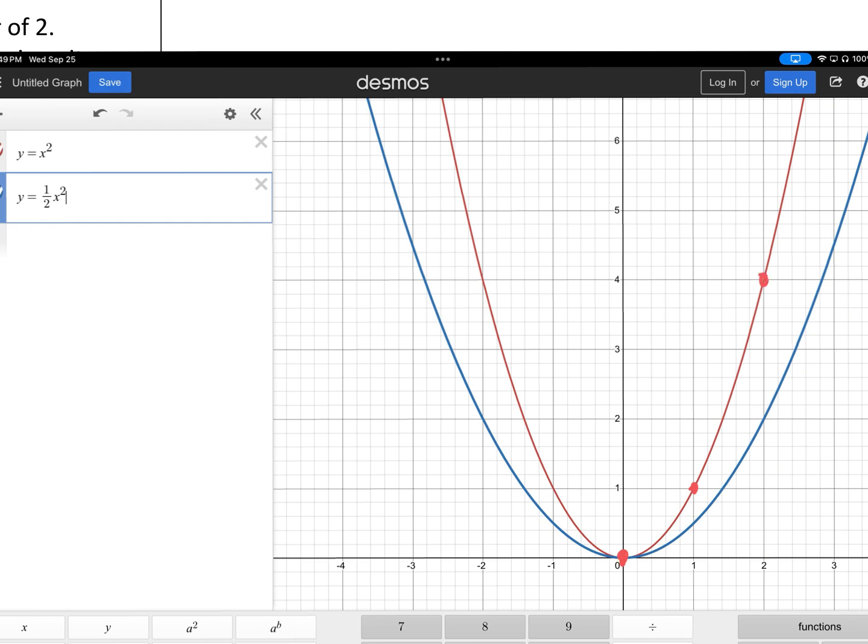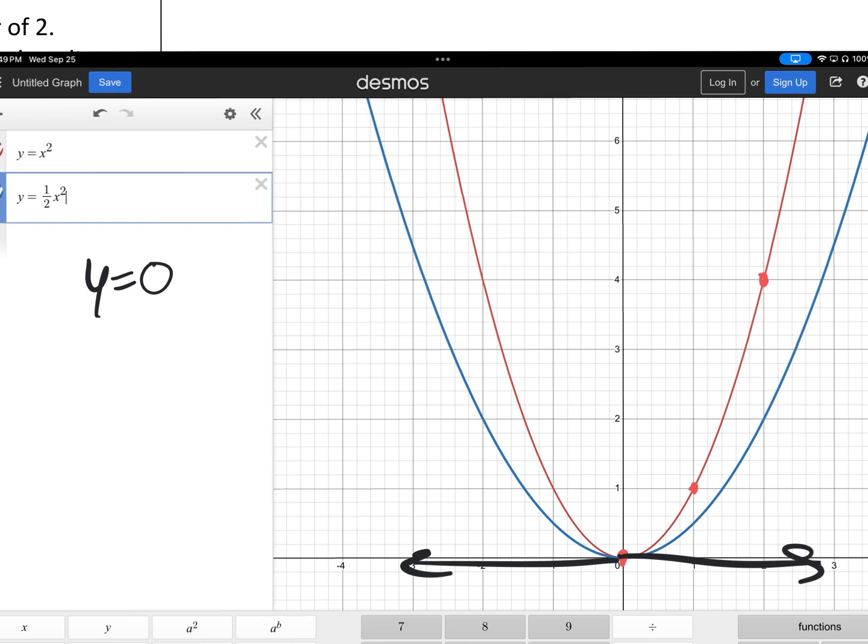You're going to be off the graph, okay? But if you change that a value from 1 to 1/2, what happens? It got wider. The closer that your a value gets to 0, the wider it's going to get. If you actually got to 0, y equals 0, well, that's going to be a flat line. It's not going to be a curve anymore. Does that make sense? So the closer the a value is to 0, the wider it gets.